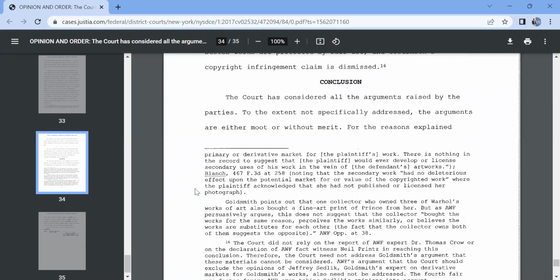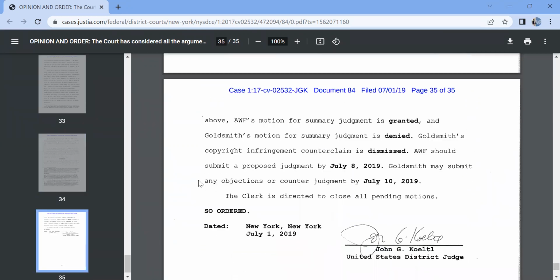Conclusion. The court has considered all the arguments raised by the parties. To the extent not specifically addressed, the arguments are either moot or without merit. For the reasons explained above, AF's motion for summary judgment is granted, and Goldsmith's motion for summary judgment is denied. Goldsmith's copyright infringement counterclaim is dismissed.